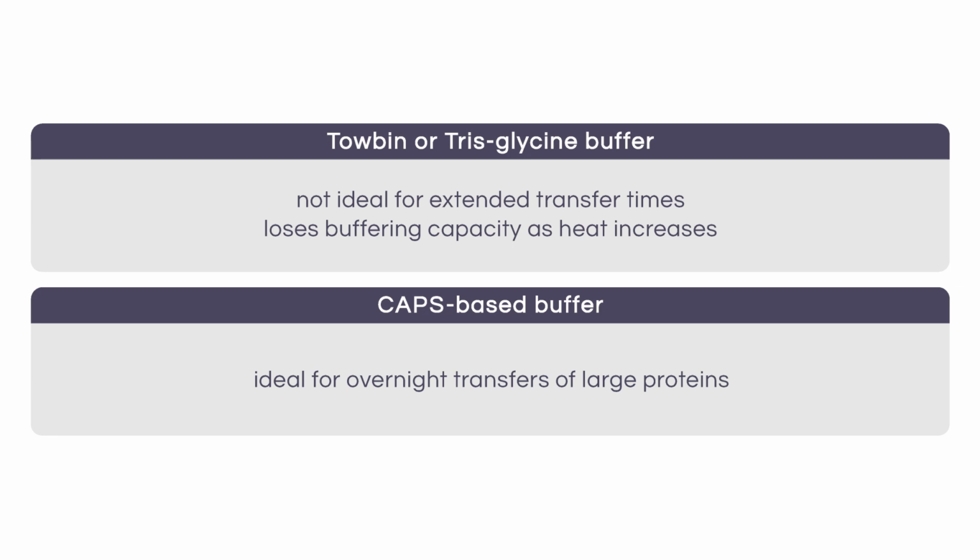The Towbin or Tris-glycine buffer is still the most widely used transfer buffer, but you really do have a lot of options to help you optimize your transfer conditions to your particular target of interest. Especially when we have to extend transfer times, the Tris-glycine buffer may not be your best option since it tends to lose buffering capacity as heat increases throughout that prolonged transfer. So for example, if you need to perform a long overnight transfer for a large protein, it may be a good option to use a CAPS-based buffer. So again, there's really a lot of options to help you optimize your transfer efficiency.